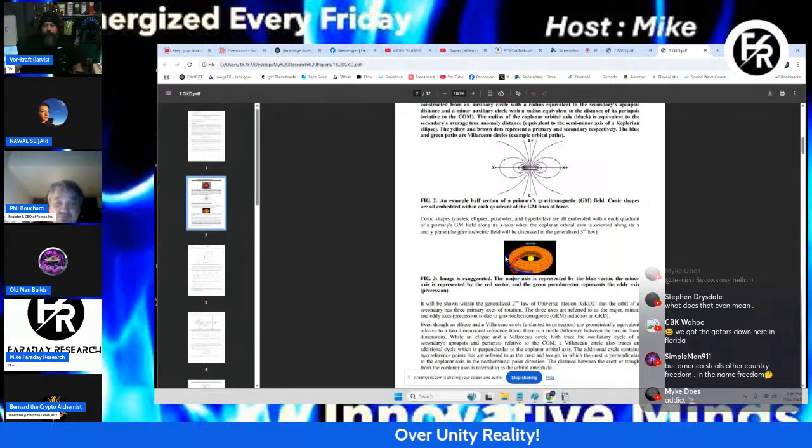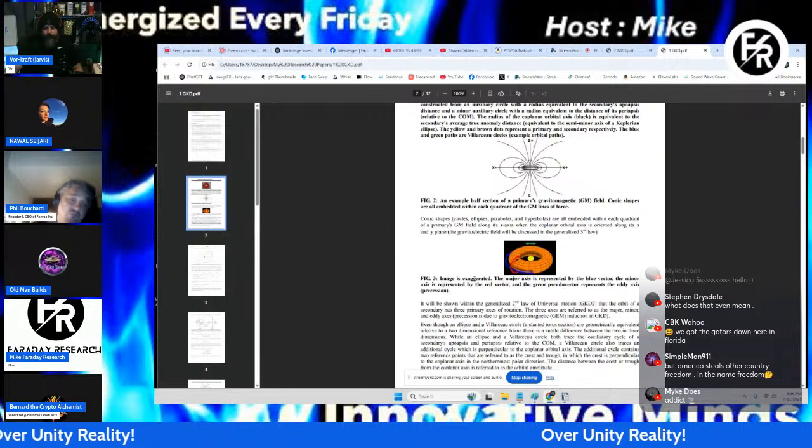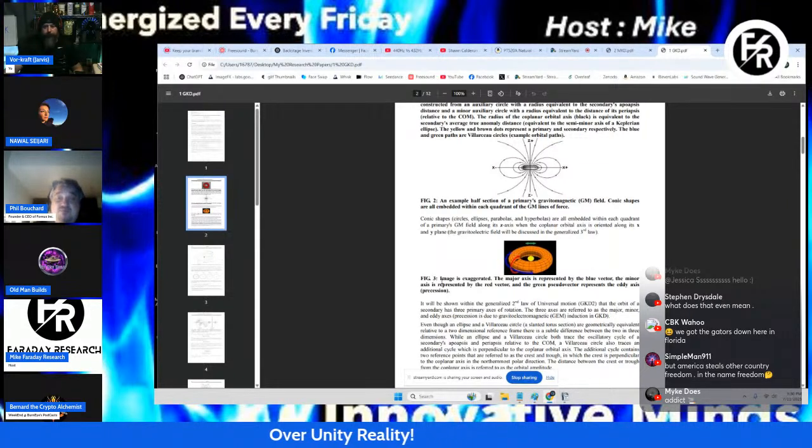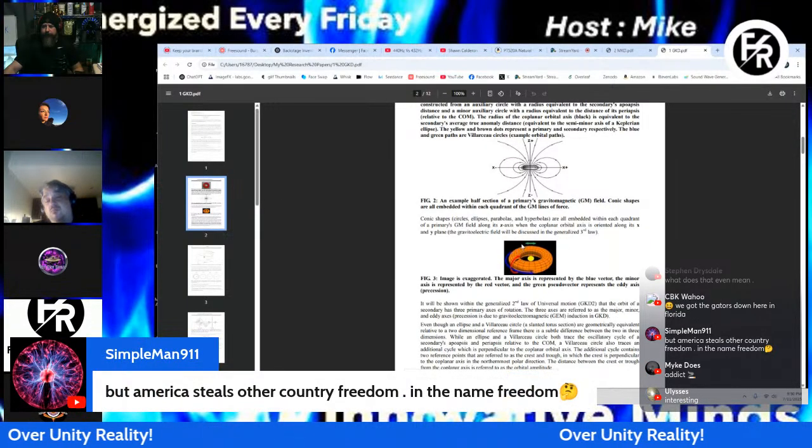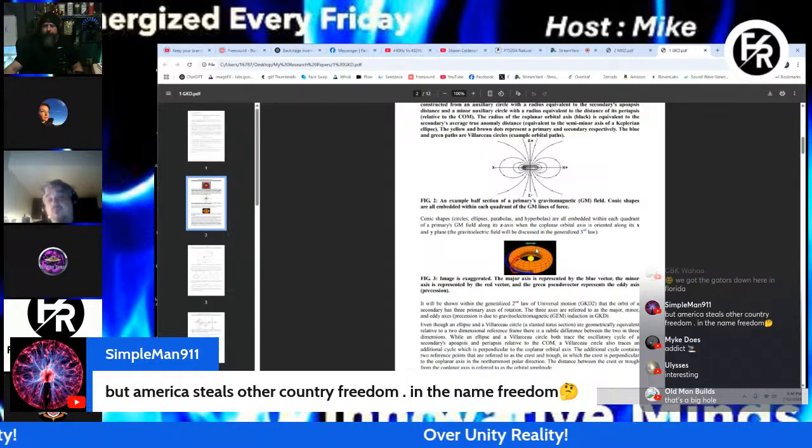And when you go this way, the blue arrow, let's see, what did I say? Blue vector, the minor axis. Red vector, the green pseudovector, eddy. Okay. Well, what this is saying, the blue is the orbit, the red is the ripple, I call it, and then the green is the spin.